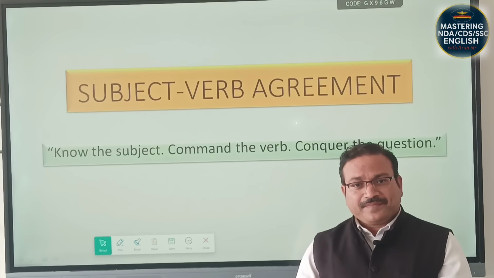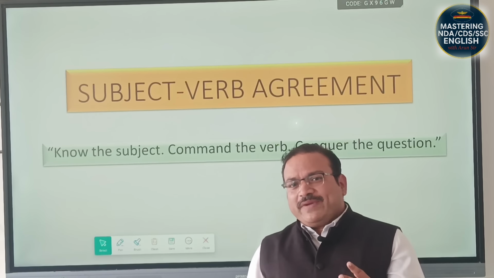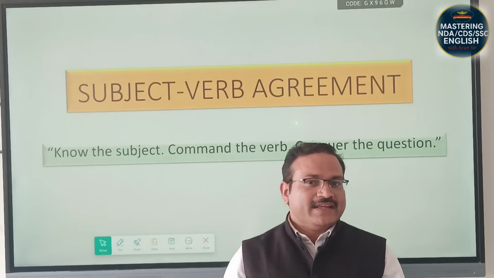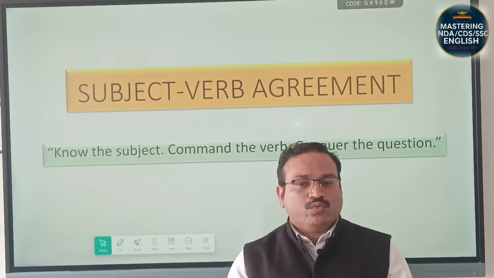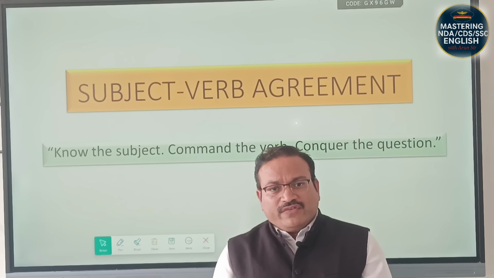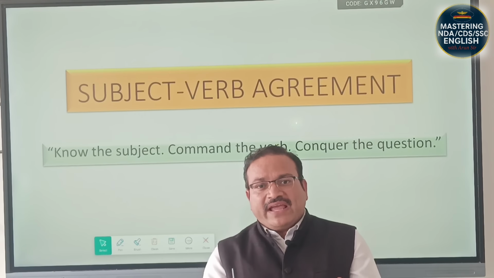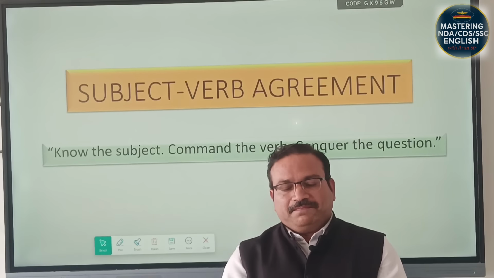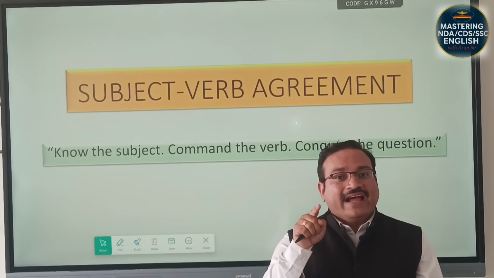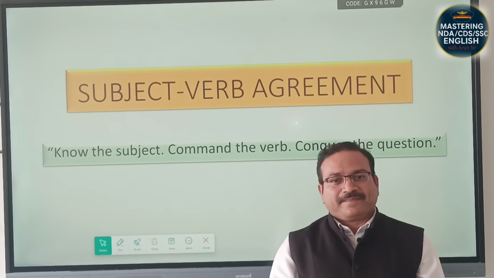Subject-verb agreement. Friends, there are two main pillars of a sentence. First is the subject and second is the verb. Subject tells us who and what, and verb tells us what that subject does or is doing. The universal rule says that there must be an agreement between the subject and the verb. And this is where the paper setters play a role and play tricks.